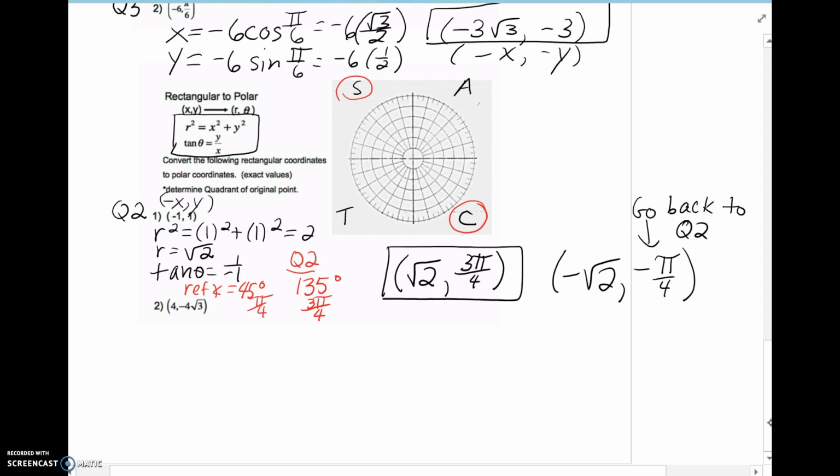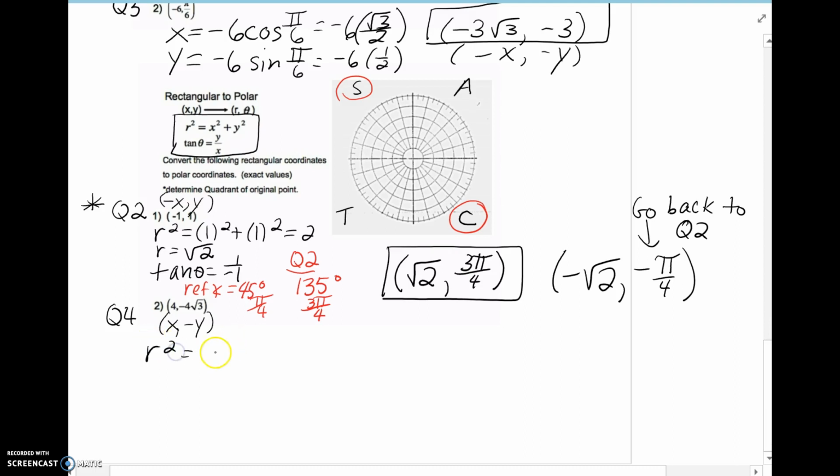The next one's a little easier. So the next one would actually be a positive x, negative y. That's going to be in quadrant 4. So I would put a star next to the first one. Your quadrant 2 points are going to be the trickiest because the quadrant 4 is what the calculator would give you.